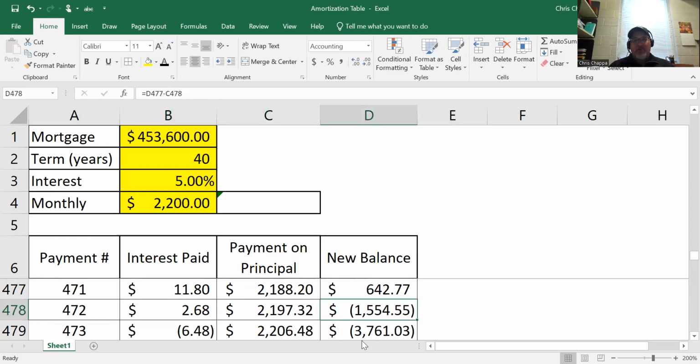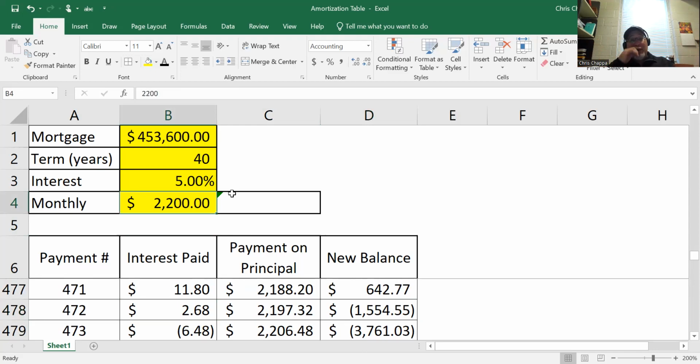472 is when the balance goes negative. In Excel, parentheses around a number can be negative. So if I sent an extra, what was it, $12 a month, I get out of this mortgage 8 months earlier. Well, that's not much. But, you know, when you get towards the end, you're like, hey, I'm out 8 months earlier.